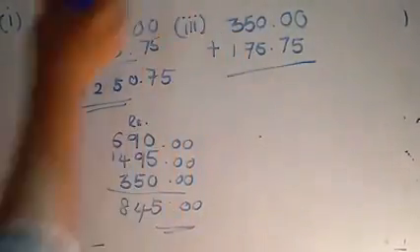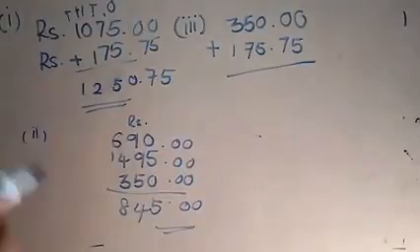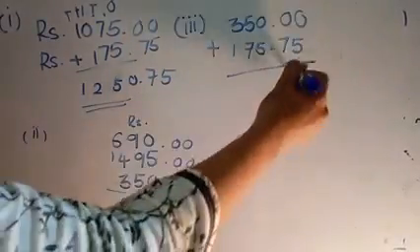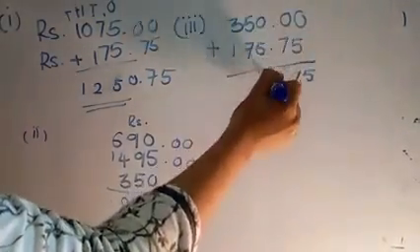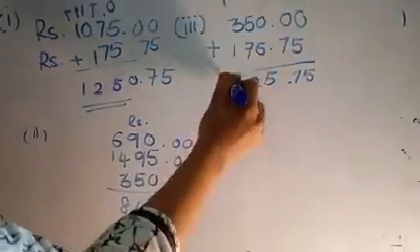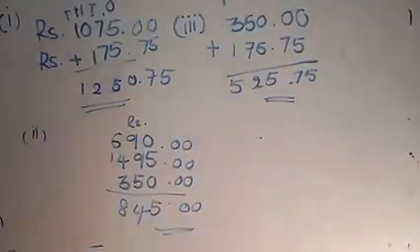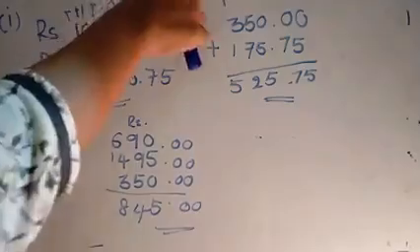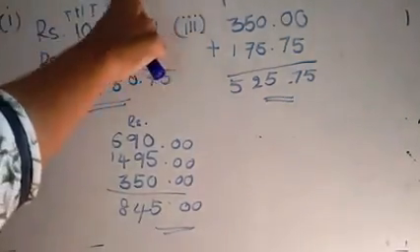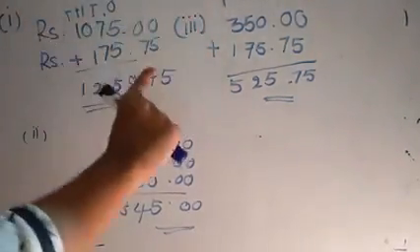You have to add these two because the question says, what is the total amount that he paid? Now add all these together. 75 cents, here 5, here 12, 525 rupees and 75 cents. What are the statements to be written? Price of a short, price of a cap, the total amount.